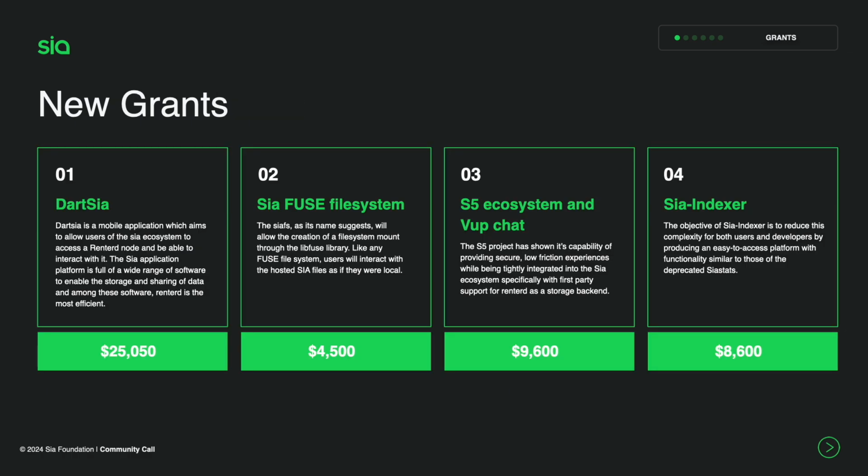We have 4 new grants announced for this month's call. So we've got Dart Sia. The mobile application Dart Sia will be designed to integrate with the Sia ecosystem, allowing users to access and interact with Renterd nodes. Within the broad suite of software availability on the Sia platform, this facilitates data storage and sharing. We've got Sia Fuse, a file system. This will enable the creation of file system mounts using libfuse library, functioning similarly to the Fuse file systems, allowing users to interact with files hosted on Sia.